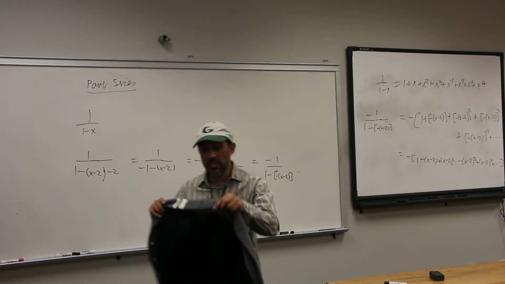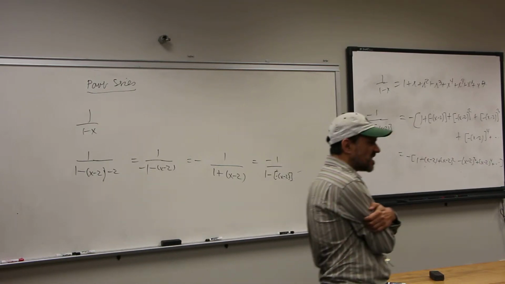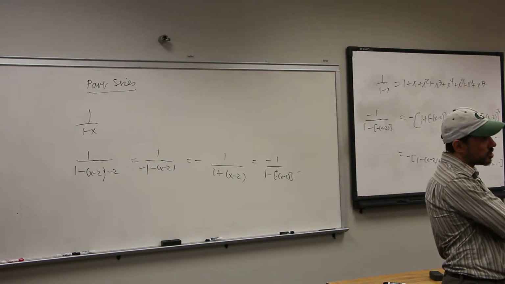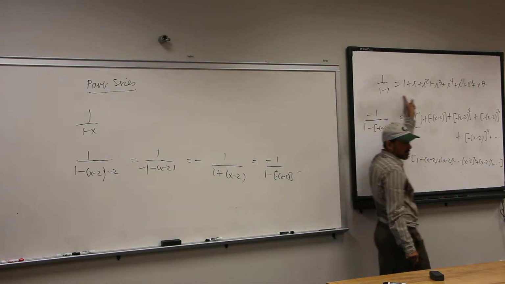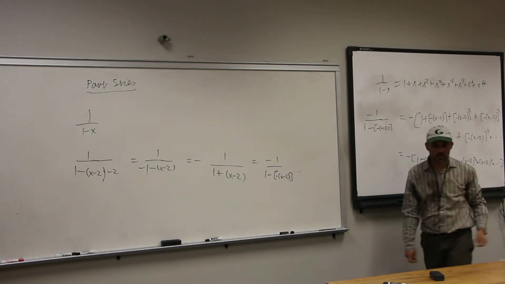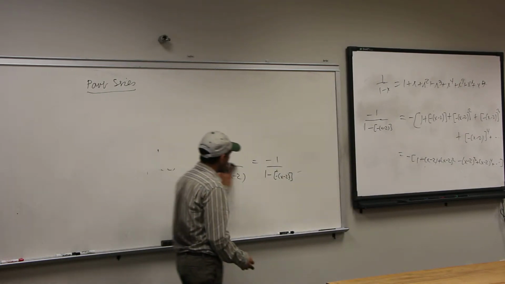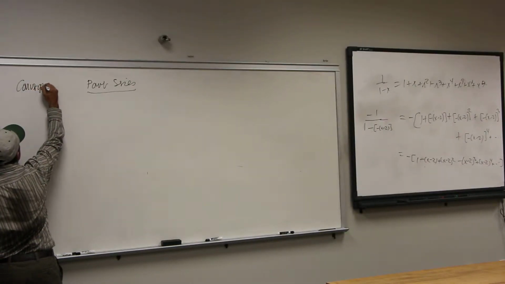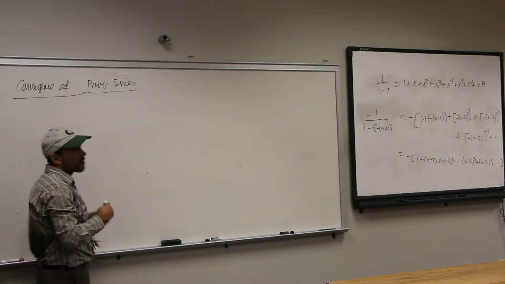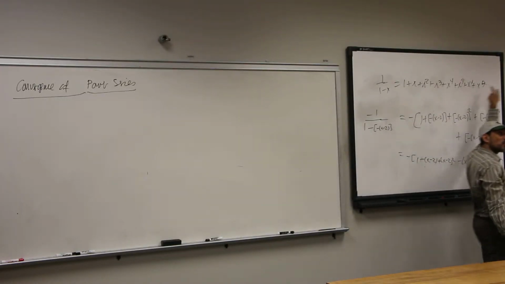Okay, now, the question is, that's the last thing before the test. It's a big thing: when do these series converge? Because we are adding infinitely many things. So the question is, for what values of x is this the same as this, and this going on forever?